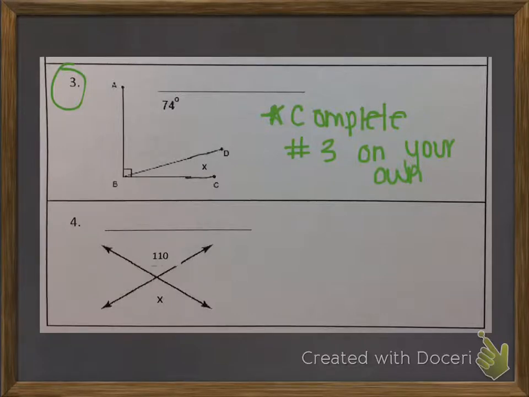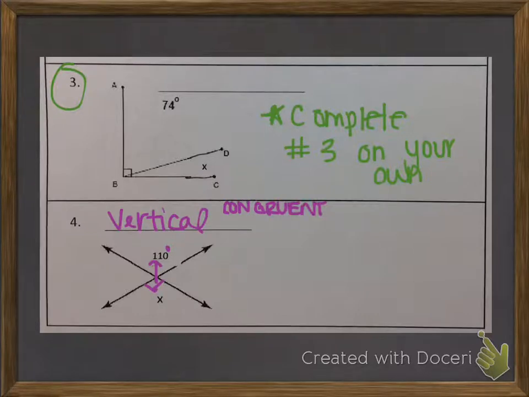Number 4 looks a little different. We have an angle of 110 degrees right across from x. We also have in our notes something that's straight across, and that is a vertical angle. Vertical angles are congruent. Congruent means that they are equal.